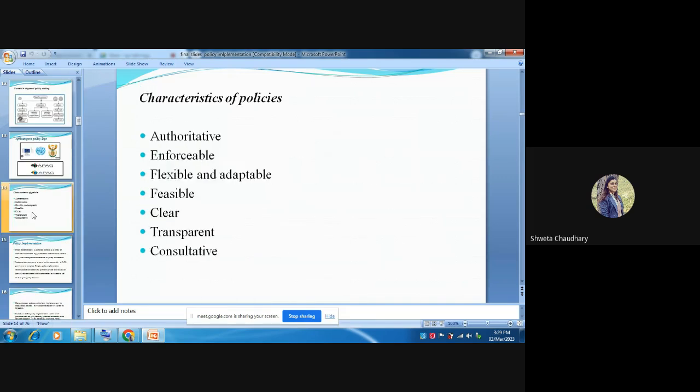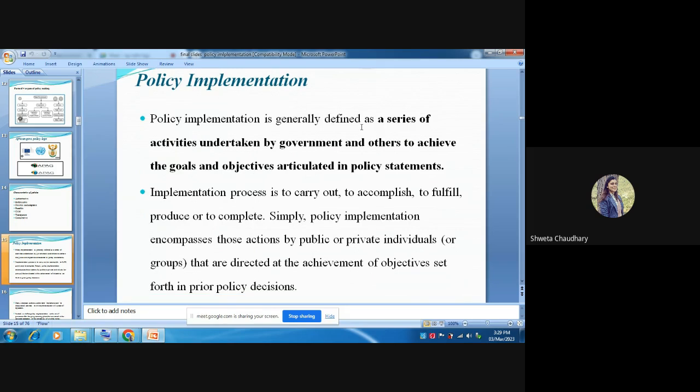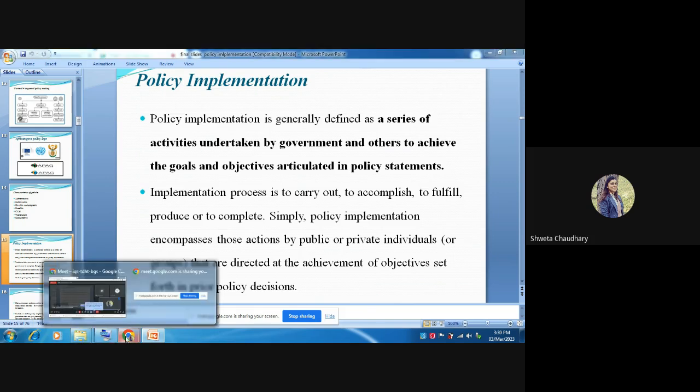Then we come to the characteristics of the policies being taken up. Then policy implementation. Policy implementation is generally defined as a series of activities undertaken by the government and others to achieve the goals and objectives articulated in policy statements. It means we have to undertake the series of activities that are taken by the government to achieve the various objectives that are being set up.